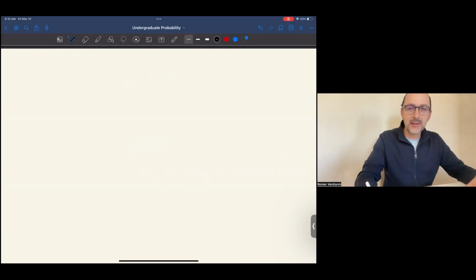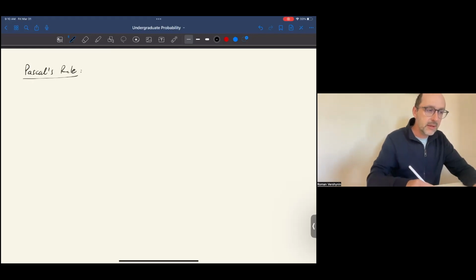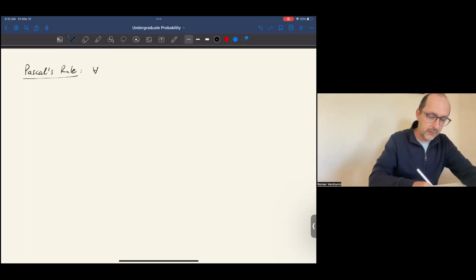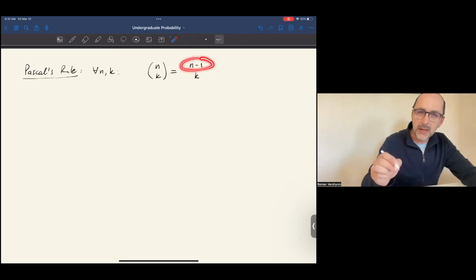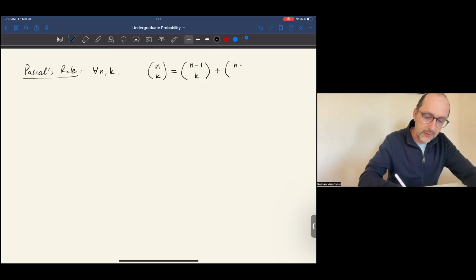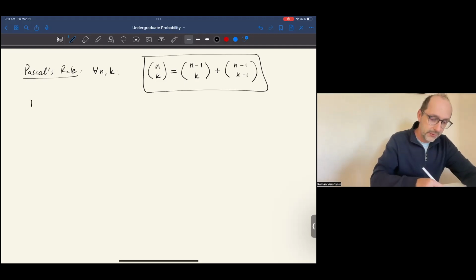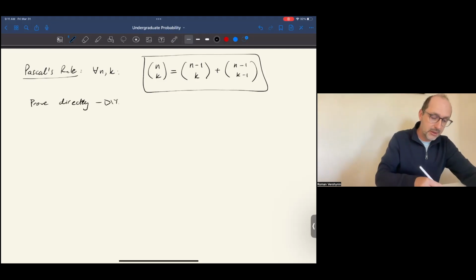Another beautiful combinatorial identity is called Pascal's rule. It gives a recursive formula to compute all binomial coefficients. For any n and k, the binomial coefficient n choose k can be computed from the binomial coefficients at the previous level, for n minus 1. It's this plus this. You can prove this formula directly. Do it yourself. Just write it in terms of factorials. You'll get it. But let us give an alternative, a combinatorial proof.